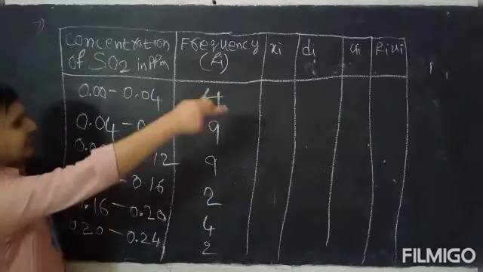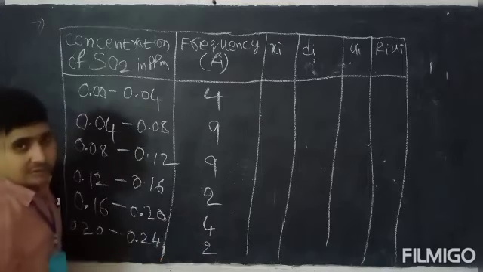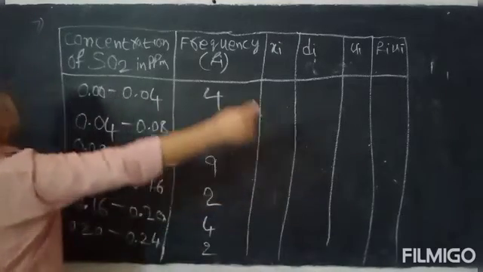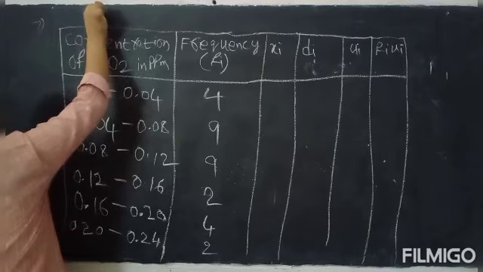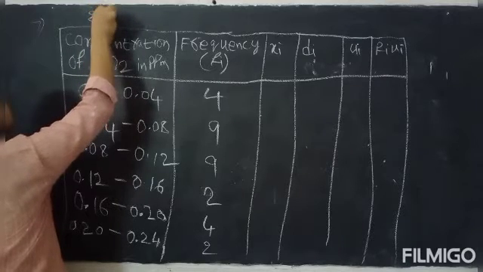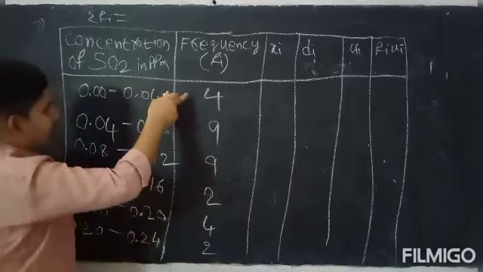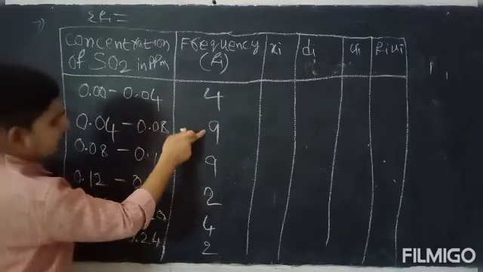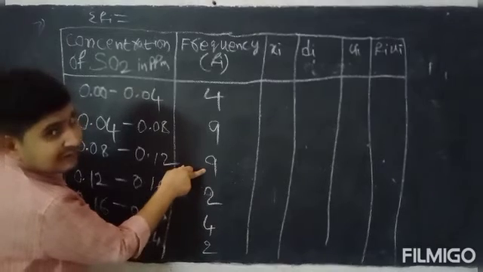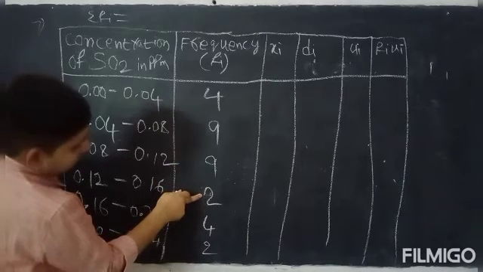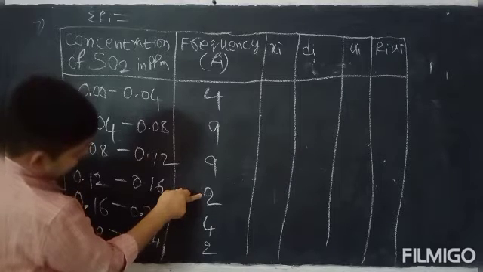The frequencies are 4, 9, 9, 2, 4, 2. Now sigma fi. What is the sigma fi value? Count the fi values. 4 plus 9, 13, plus 9, 22, plus 2, 24, plus 4, 28, plus 2, 30.